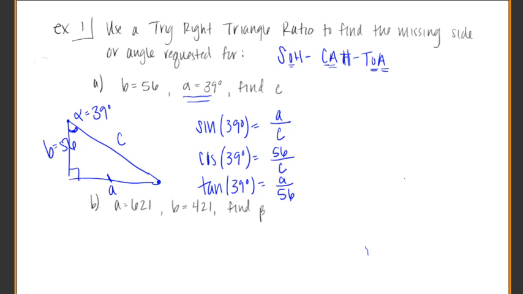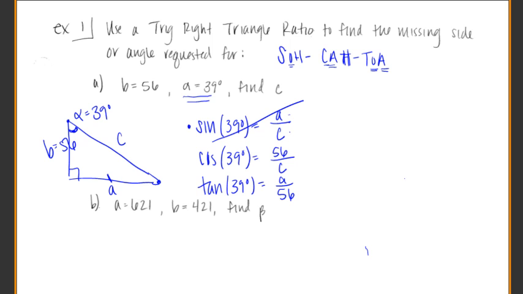Okay? So looking at these three options, which one are we going to want to go with? Well, if I look at the sine option, sine of 39 degrees, we don't know A and we don't know C. We want to find C, but we don't know A, so we have two unknowns. I'm going to throw that one out.